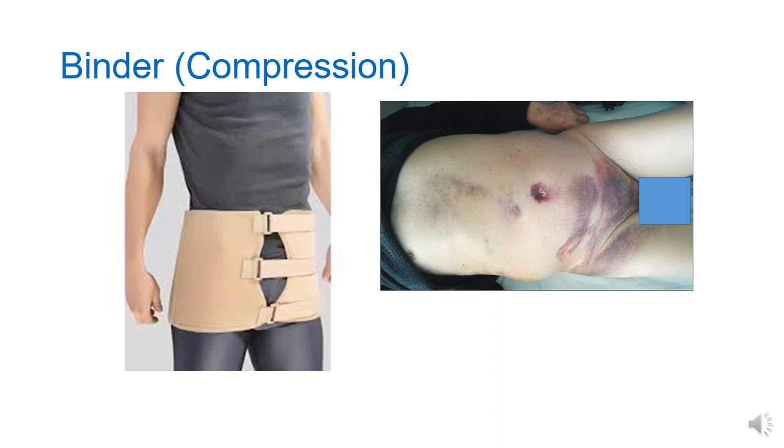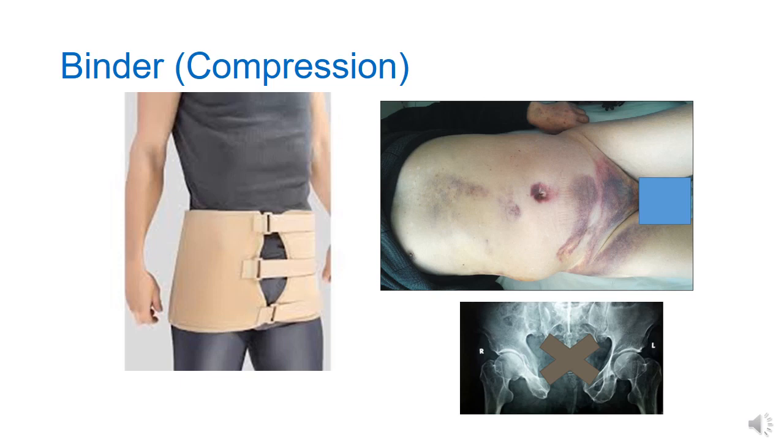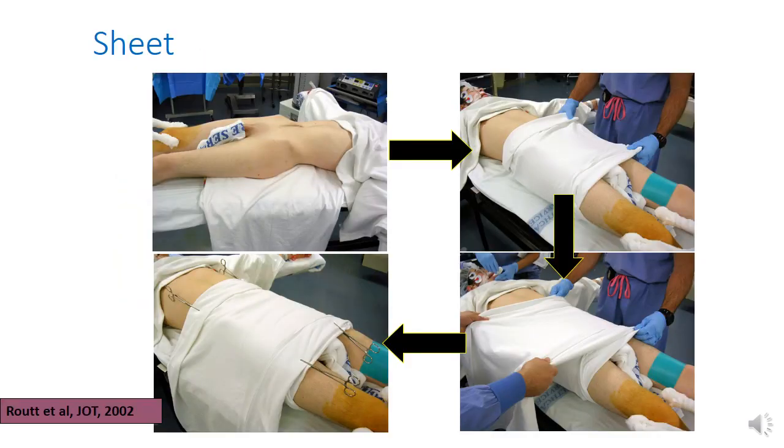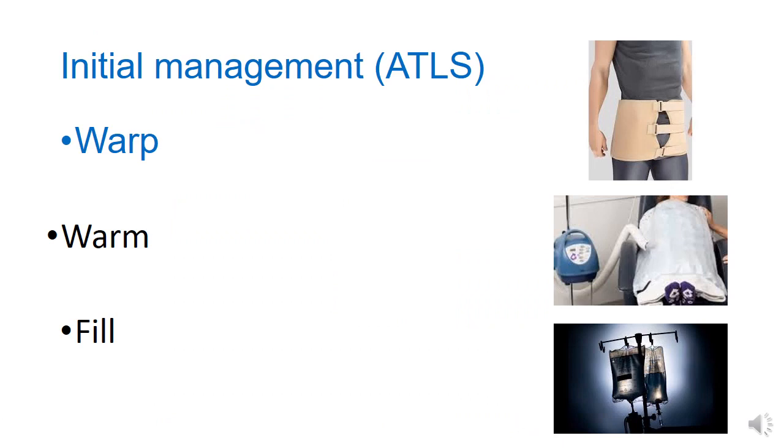So the first action is to compress the pelvis if you suspect pelvic fracture, whatever the condition, especially if the patient is unstable, either by the binder or what's called pelvic. So initial management, and this includes advanced trauma life support, is to warm the patient, and to fill the patient with fluid and blood.